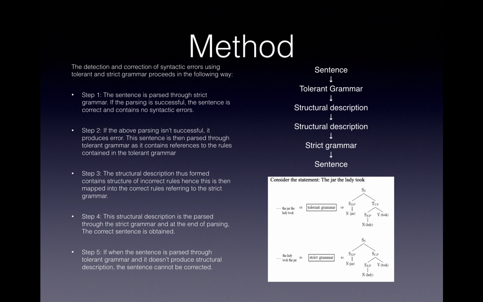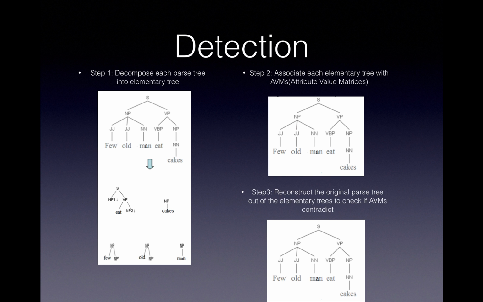The example below shows the process in a simple way. The example is "the jar the lady took". If we go through tolerant grammar, it has its structural description. And then when we go back to use the strict grammar, we will get the correct sentence, which is "the lady took the jar". And next, let's go into more detail on detection.